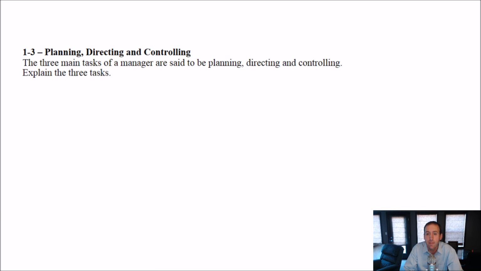Okay, let's examine problem 1-3, planning, directing, and controlling. This has us explaining the three main tasks of a manager. So the first one, planning. What does that mean? Well, it kind of means what the name sounds like. It can be very long-term in nature or even just a year or two at a time. But planning is, where is this company going? What is this company doing?